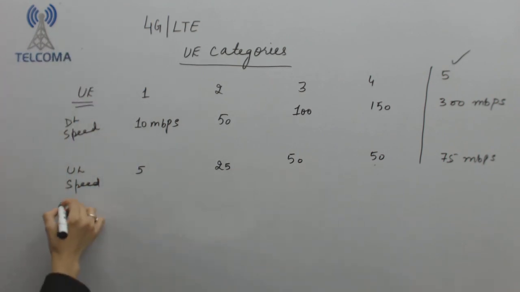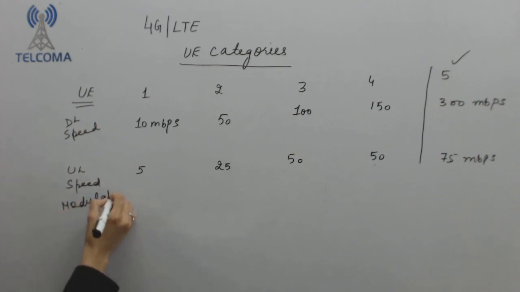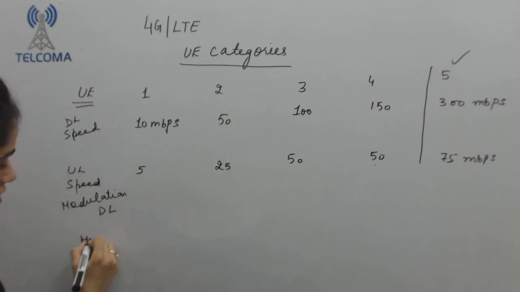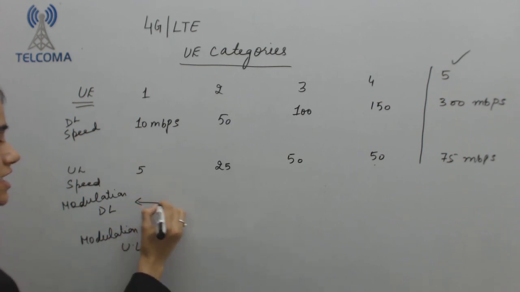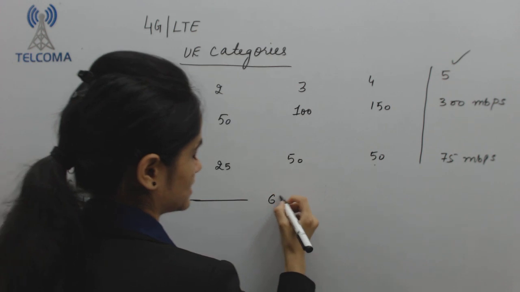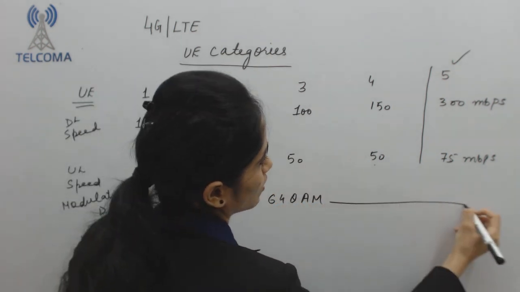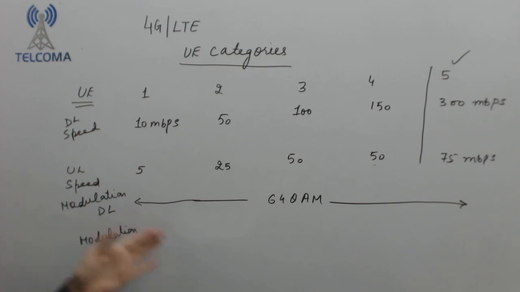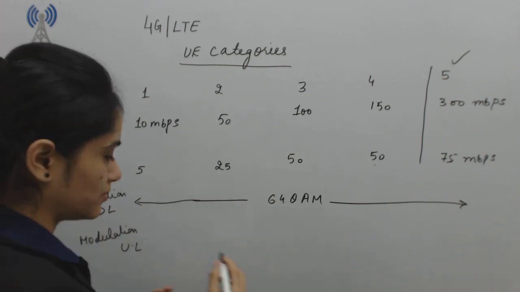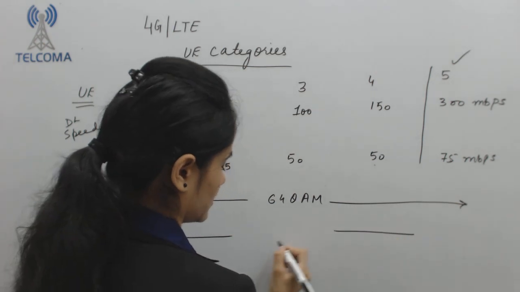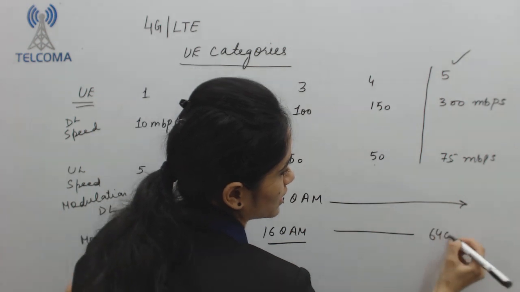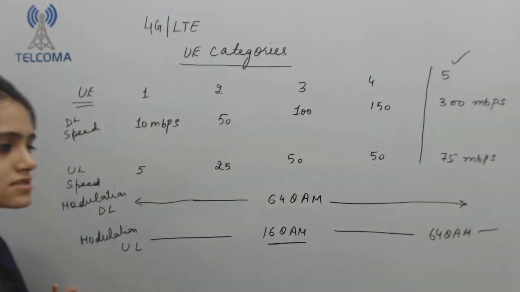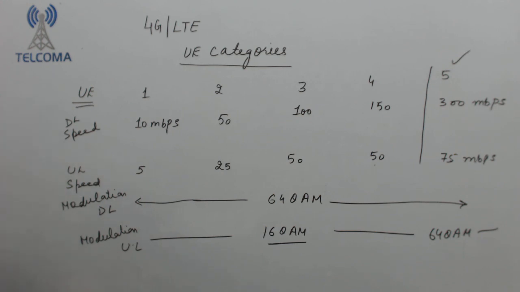Now, what type of modulation are these UE categories working on? Modulation for downlink and modulation for uplink. So the modulation used for downlink purpose for all categories is 64 QAM. That means all categories work on 64 QAM for downloading. And coming to the uploading, till category 4, I am using 16 QAM modulation for uplink, and for UE category 5, I am using 64 quadrature amplitude modulation.